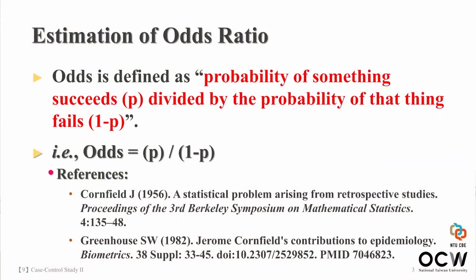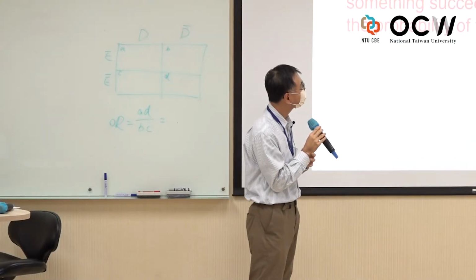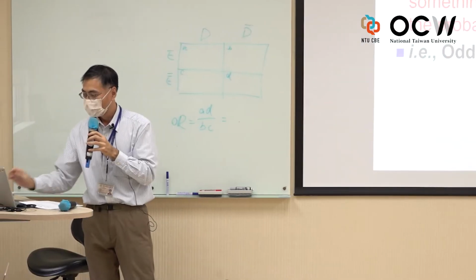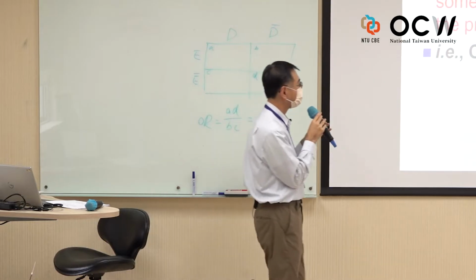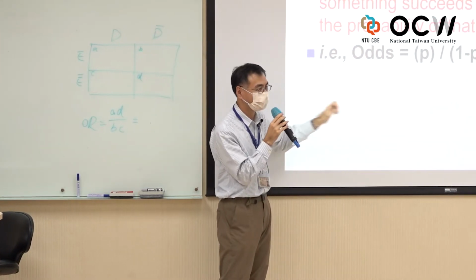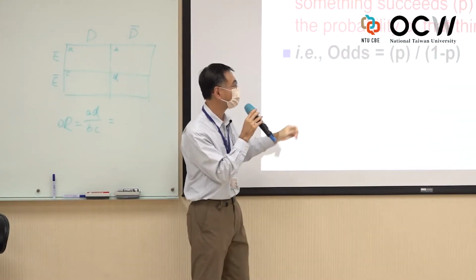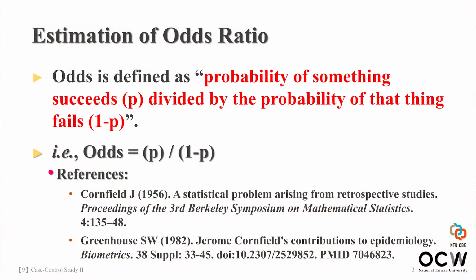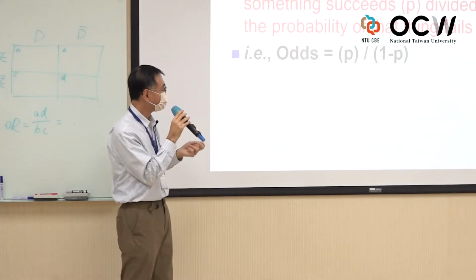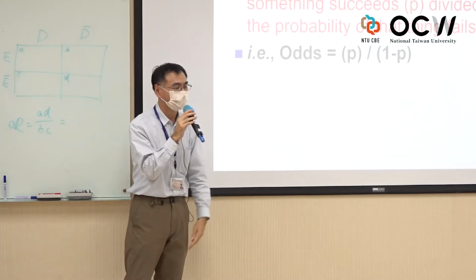Odds is the probability of something happening divided by the probability of it not happening. So odds is a ratio, P divided by 1 minus P. And then we calculate two odds to make the odds ratio. That's why we needed to create another name for it. If not, it would be a ratio of ratios, which would be even more confusing, right? So he created the idea that odds is P divided by 1 minus P.